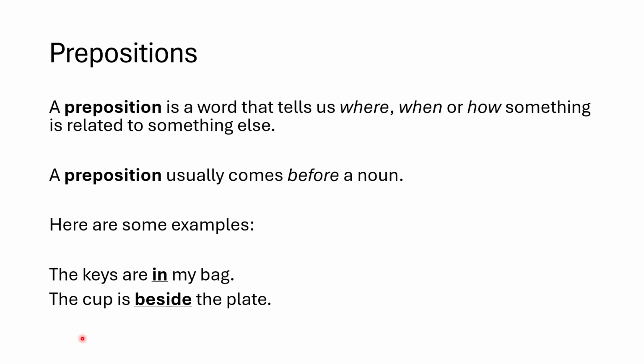A preposition is a word that tells us where, when, or how something is related to something else. A preposition usually comes before a noun. Here are some examples. The keys are in my bag. The cup is beside the plate.